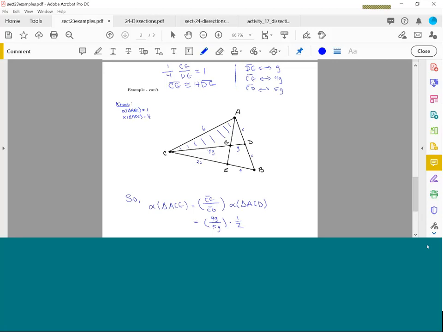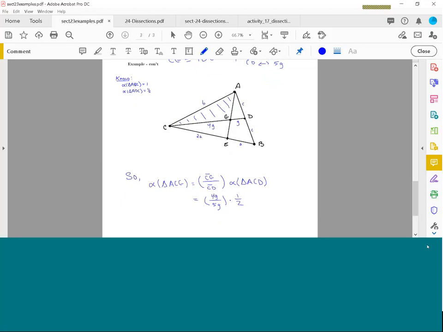Notice again, the G's totally cancel. That is not coincidence. They always will. And we'll get 4/5 times 1/2, which is totally the same as 2/5. So this tells us the area of that shaded region is 2/5.